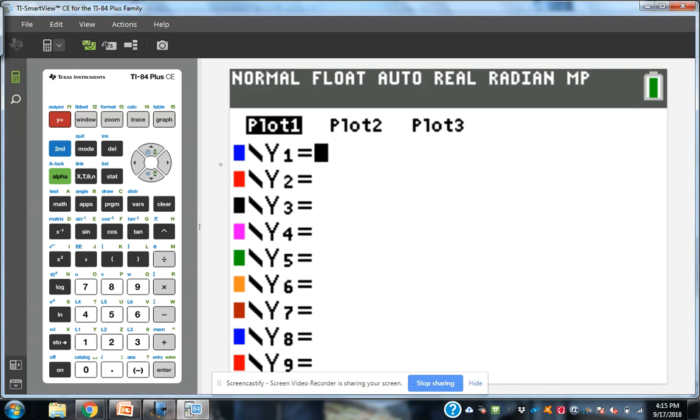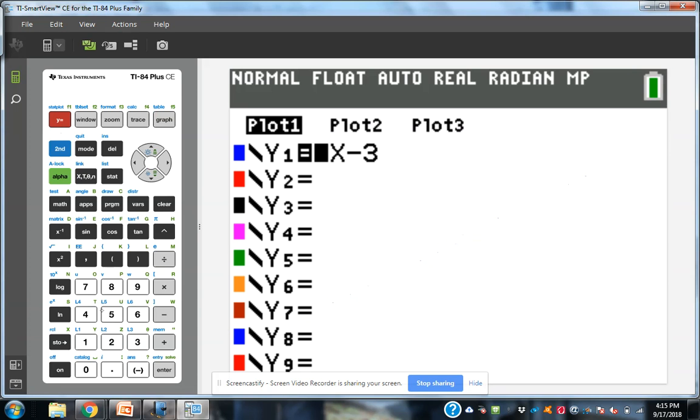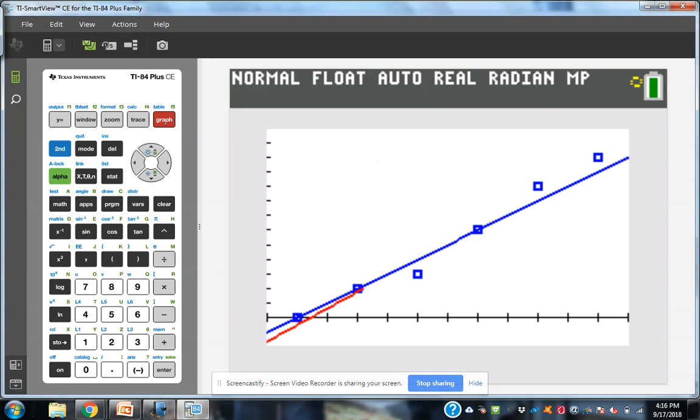I want to show you on the graphing calculator the difference in those two lines. For y1, I'm going to graph 1x minus 3. And I want to see how close that gets. It's pretty close. Y2, I'm going to go down here. I'm going to graph 1.13x minus 3.86.